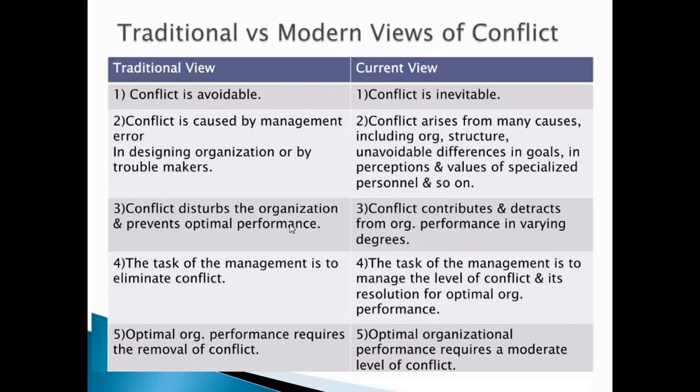The current view says that the conflict arises from many causes, not only because of the management error, but because of the organizational structure, unavoidable differences in goals. Different people may have different goals and perceptions, and the values of the specialized personnel. Specialized personnel are the specialized experts who work for an organization, and they may have different values. Some may wish to have the freedom without being controlled by other people, but some people say that no, we need to have a system to control other people. We need to have the fingerprint system to monitor the attendance of the professionals. But other people may think no, it's a professional freedom. We should not be restricted by this fingerprint system.